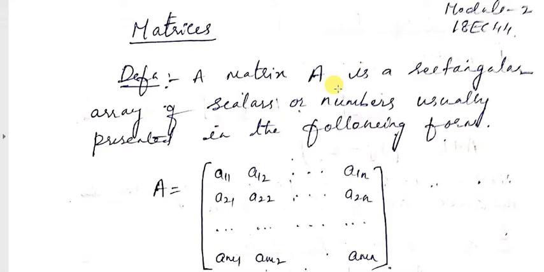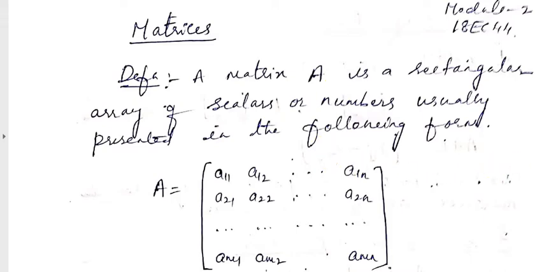So what do we mean by matrix? As we all know, matrices are denoted by the capital letters A, B, C, D, etc. A matrix is nothing but a rectangular array of scalars or numbers, usually presented in the following form.